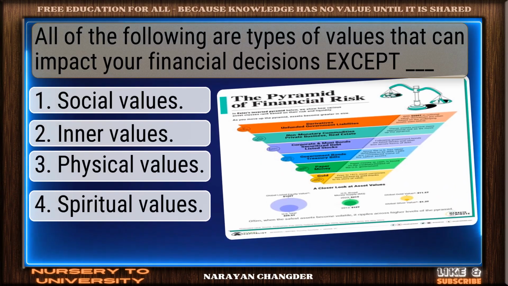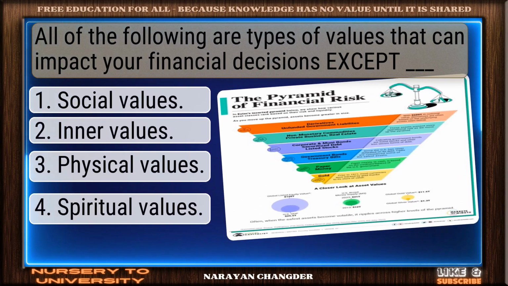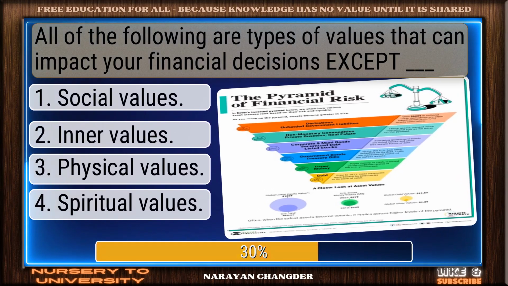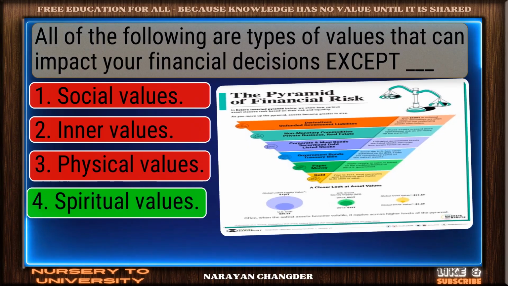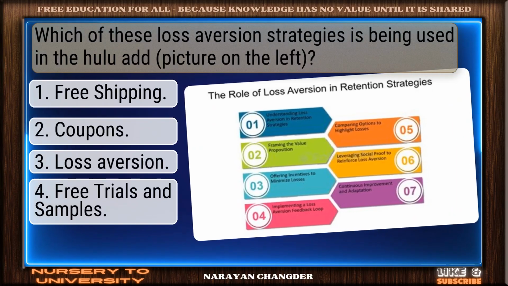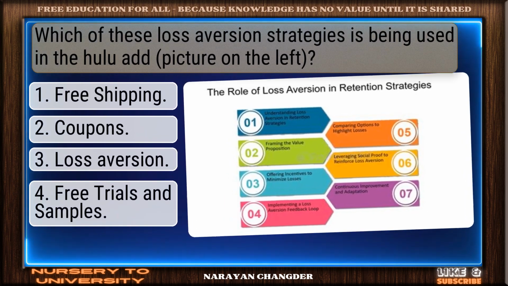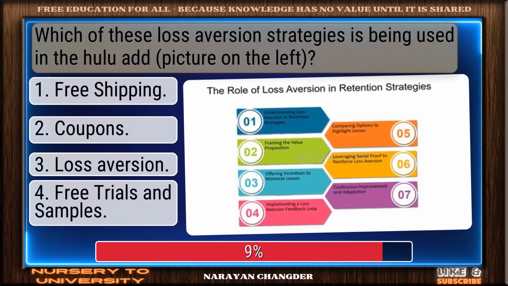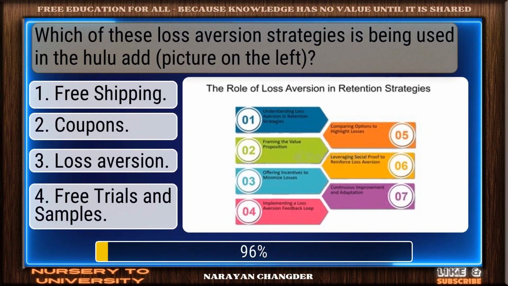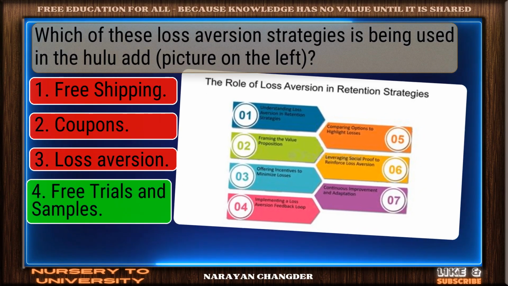All of the following are types of values that can impact your financial decisions, except dash. Bravo! Spiritual values is the answer. Which of these loss aversion strategies is being used in the Hulu ad? Well-reasoned. Free trials and samples is the correct choice.